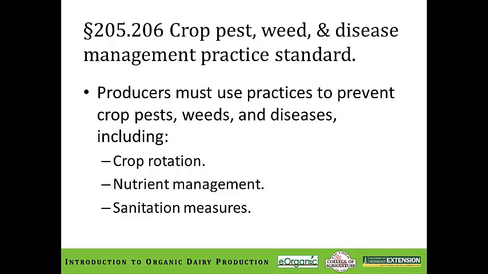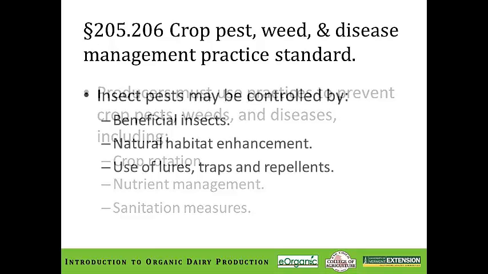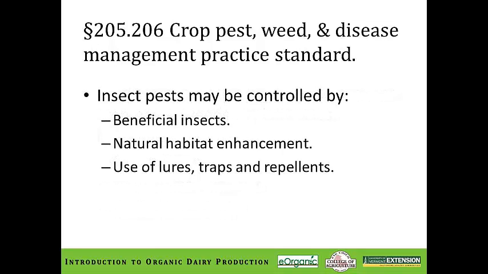Moving on to section 206, crop, pest, weed, and disease management practice standard. In this section, it describes that producers must use practices to prevent crop pests, weeds, and diseases, and that these practices can include crop rotation, nutrient management, sanitation measures. And then going into more detail, for insects, they may be controlled by beneficial insect release, natural habitat enhancement of the beneficial insects, and also by the use of lures, traps, and repellents.